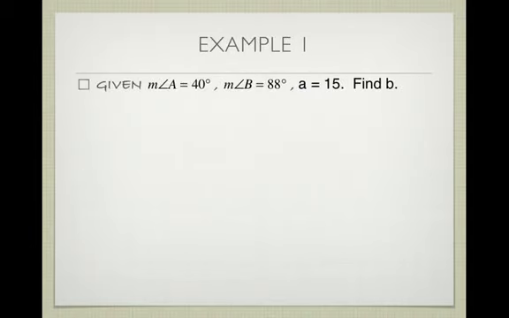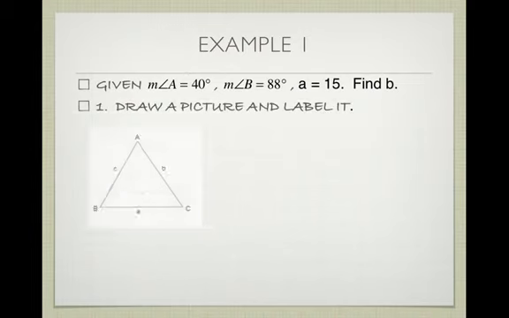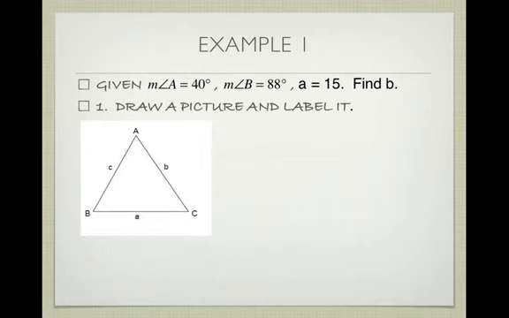Okay, let's jump right into our first example problem so we can see how this works. We're given a triangle, and in that triangle, angle A measures 40 degrees, angle B is 88 degrees, and side a, which is opposite of angle A, is 15 units. Our challenge is to find the length of side b. Well, they don't give us a picture, so that's the first thing you should do: draw a picture and label it. Since it can be any triangle, you can just draw basically an equilateral triangle, label the parts, and then substitute the values that you know into your picture.